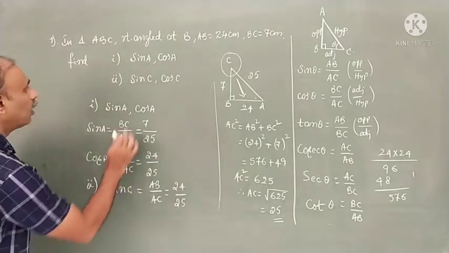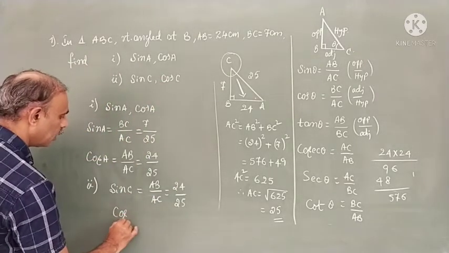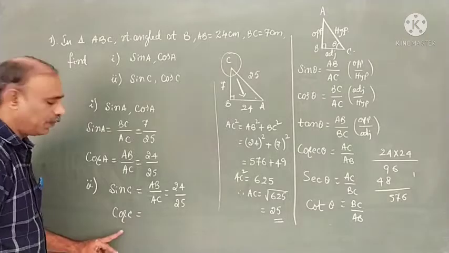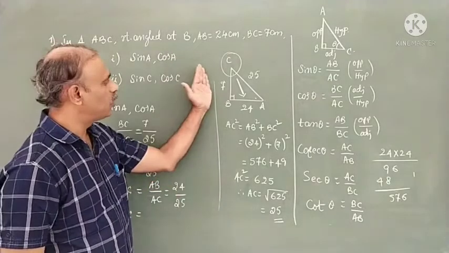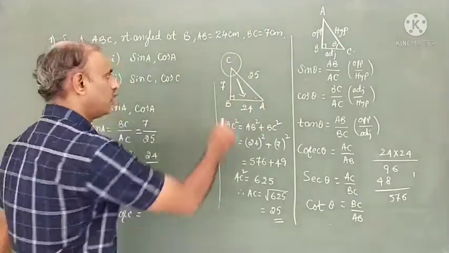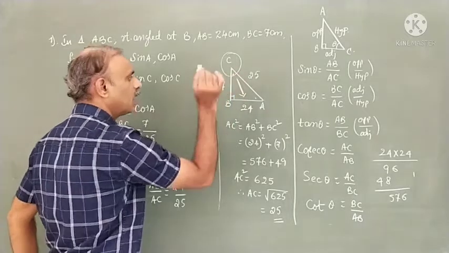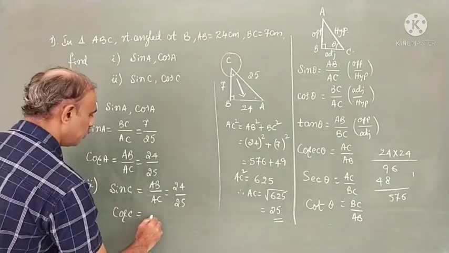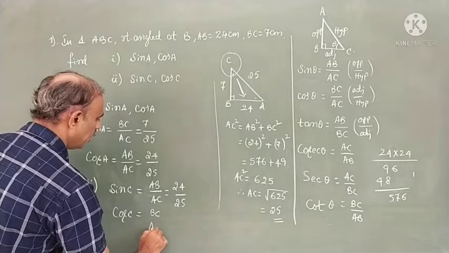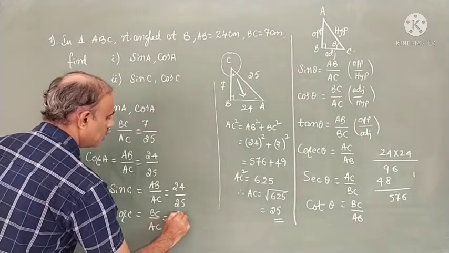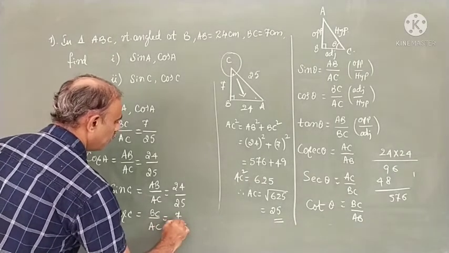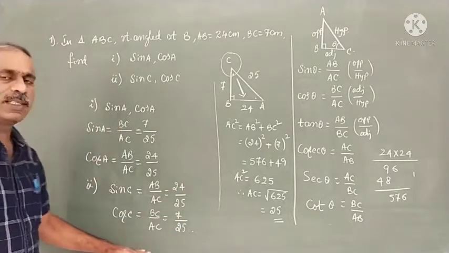AB is 24, divided by 25. In the same way, one more, cos C. With respect to C, cos means adjacent by hypotenuse. This is your C, so this is adjacent. That is what? BC by AC. What is BC? 7 by 25. So like this, easily we can find.